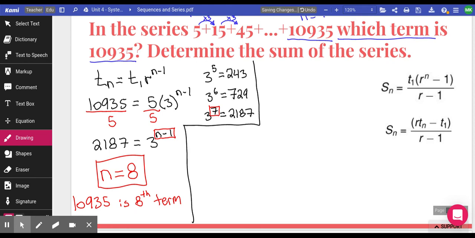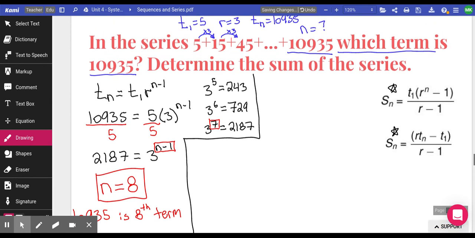Okay. Now, let's try to determine the sum of the series. To figure out the sum of the series, you can use either one of these formulas. The first one requires you to know the first term, which I know, the r, which I know, and the n, which I know. The second formula requires you to know r, which I know, t of n, the last term, which I know, and t of 1, which I know. So it's really your choice on which formula you want to use. I'm going to use the top one. No real reason, just going to.